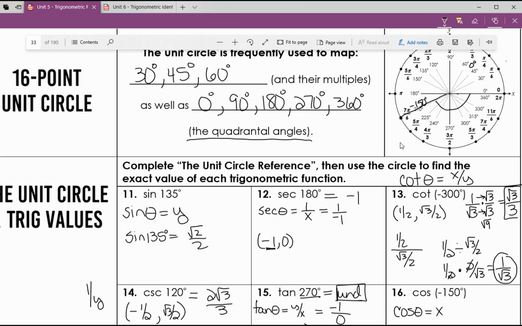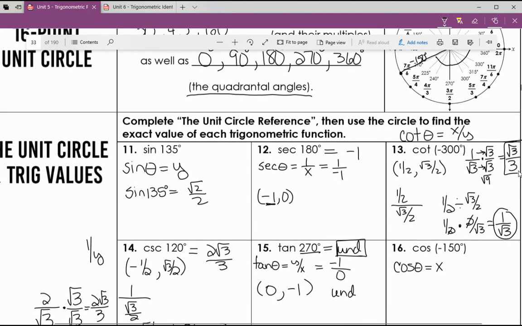The ordered pair associated with that one, you should have negative square root 3 over 2 and -1/2. The answer is the x value. So the answer to this question is negative square root of 3 over 2. Since the square root's in the top, we don't have to worry about doing any of the rationalization. Any questions about that? Just remember, positive angles go one way, negative angles go the opposite way.